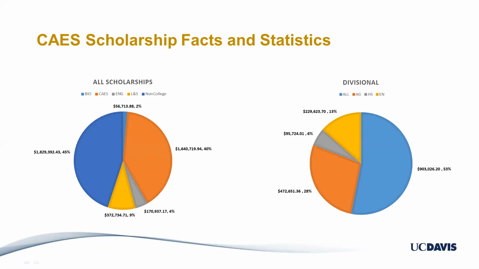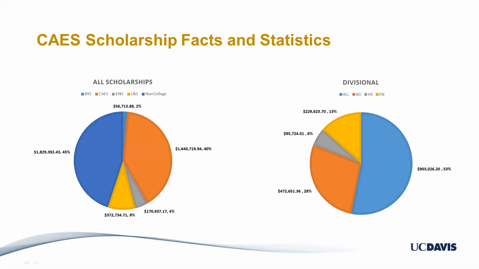But most of them do specifically say that you are going to be in a certain college, and that's 40% of those scholarships that we award are just for College of Ag. So that's a large portion. As you can see from the graph, it's more than any other college. So there are a lot of people who are trying to give money specifically to you guys.